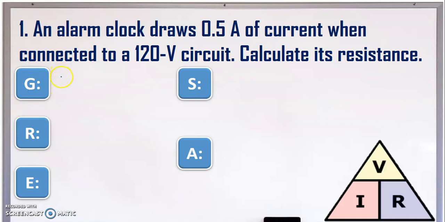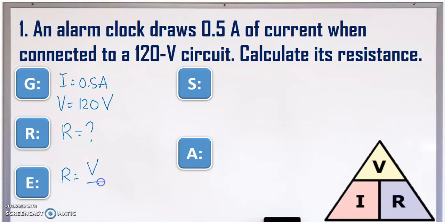Calculate its resistance. In this problem, we are given the value of current, which is 0.5 ampere, and the value of voltage, which is 120 volts. Since we are given the values of current and voltage, we have to look for the resistance. In getting the resistance, the equation that we have to use is R is equal to V divided by I.